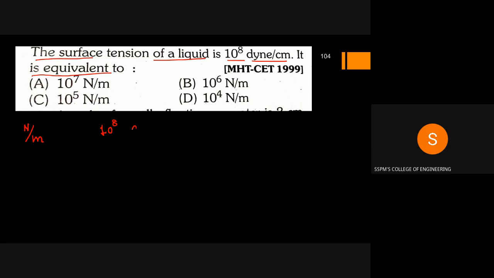dyne per centimeter. Okay, to solve this problem, we should know the relation between dyne and Newton. So 1 Newton is equal to 10 to the power 5 dyne. Okay, so therefore 1 dyne is equal to 10 to the power minus 5 Newton. Now put this value in this equation. So it is in dyne, so convert that into Newton. So 10 to the power 8 into 10 to the power minus 5 Newton divided by centimeter, which is 10 to the power minus 2 meter.